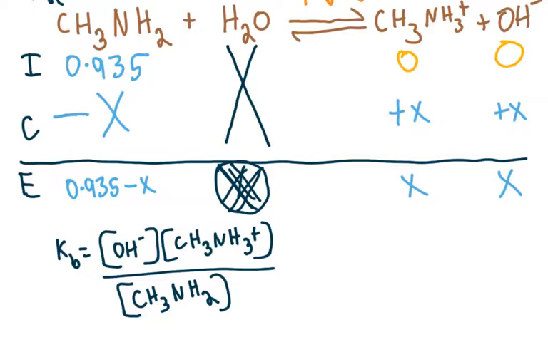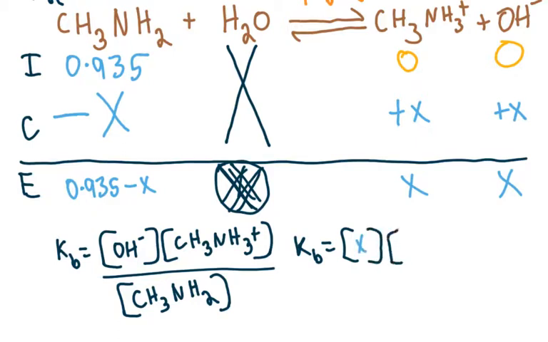After we write this down, we have to start feeding in values for OH minus, for our methylammonium cation, and for methylamine. But to do this, we have to look at the ice table. What is the concentration of OH minus? The ice table tells us it's X. What's the concentration for CH3NH3 plus? Well, it's X. What's the concentration for methylamine? 0.935 minus X. So let's write that in. The concentration for our hydroxide is X.